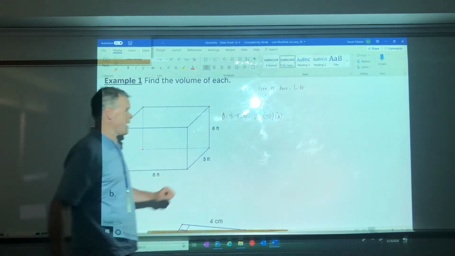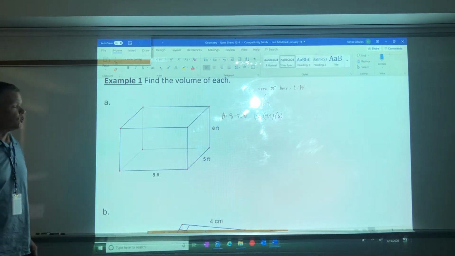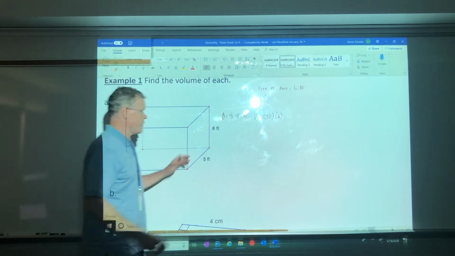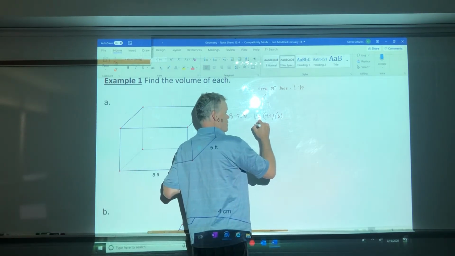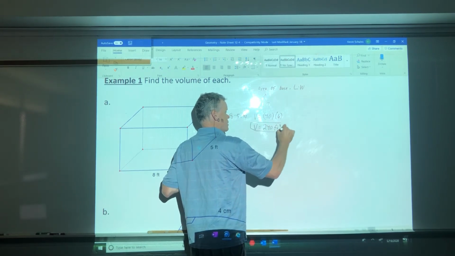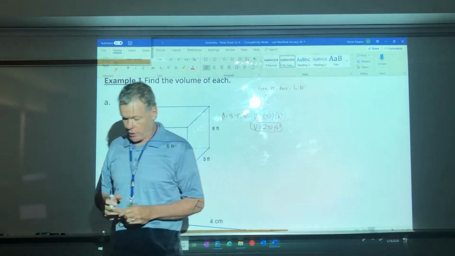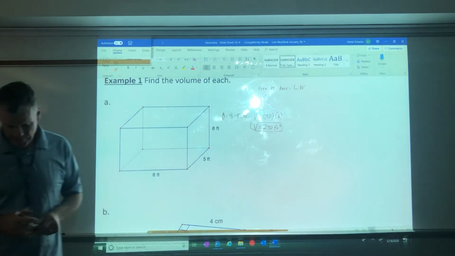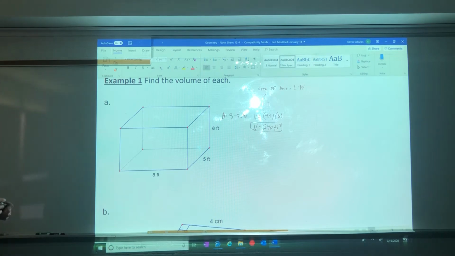And we're going to end up getting 240 cubic feet. Volume is always in cubic units. Volume equals 240 feet cubed. Okay? Something you guys have seen before, no question about it. Just a little refresher.